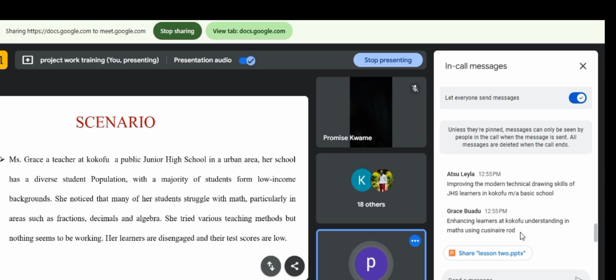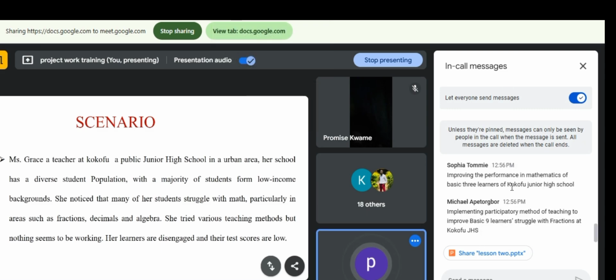I'm still waiting for those who have not submitted theirs, 4 minutes to the time. So Grace, you can say enhancing understanding of math using Cuisenaire rods at Kokofu MA Basic School JHS. All right. You can say something like that. I'll address that. All right. My time is almost up.